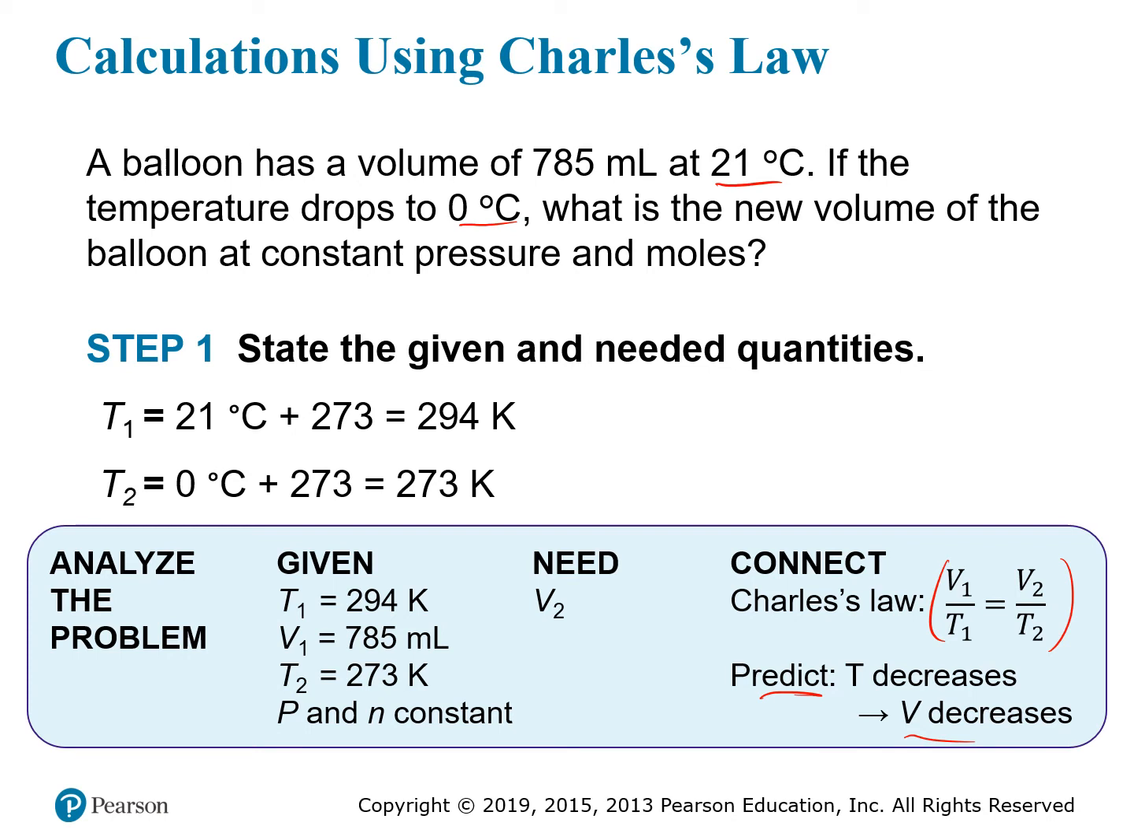The other thing we should always do immediately when we are presented with a gas problem is convert any temperatures that we see into Kelvin. You take the temperature and add 273, and you get the temperature in Kelvin. You want to do that for all of your temperatures. That should always be one of the first things that you do.